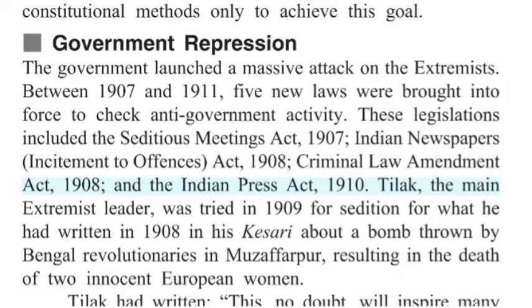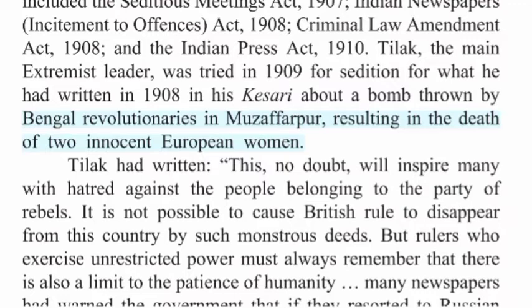Tilak, the main extremist leader, was tried in 1909 for sedition for what he had written in 1908 in his Kesari about a bomb thrown by Bengal revolutionaries in Muzaffarpur, resulting in the death of 2 innocent European women. Tilak had written, "This, no doubt, will inspire many with hatred against the people belonging to the party of rebels. It is not possible to cause British rule to disappear from this country by such monstrous deeds. But rulers who exercise unrestricted power must always remember that there is also a limit to the patience of humanity."